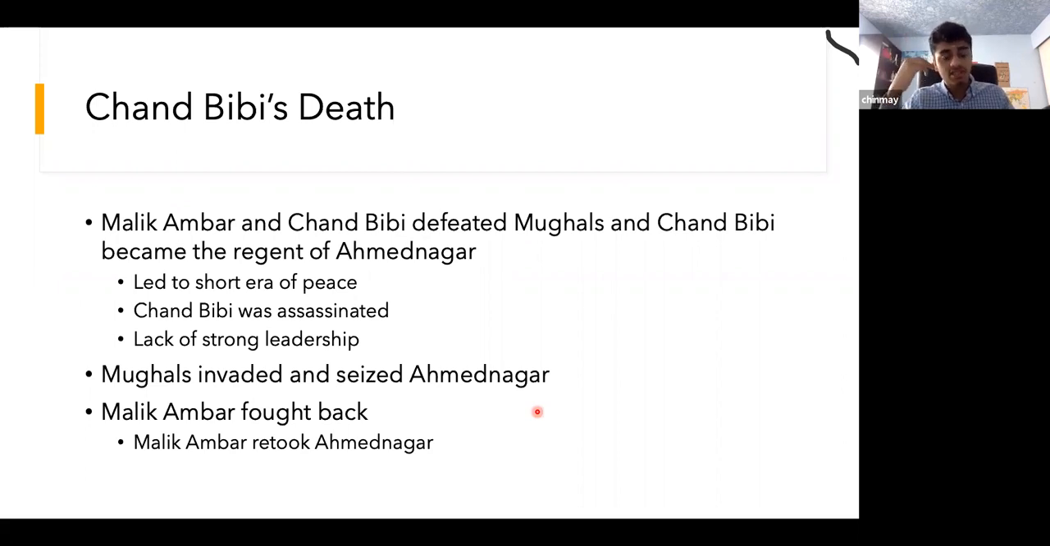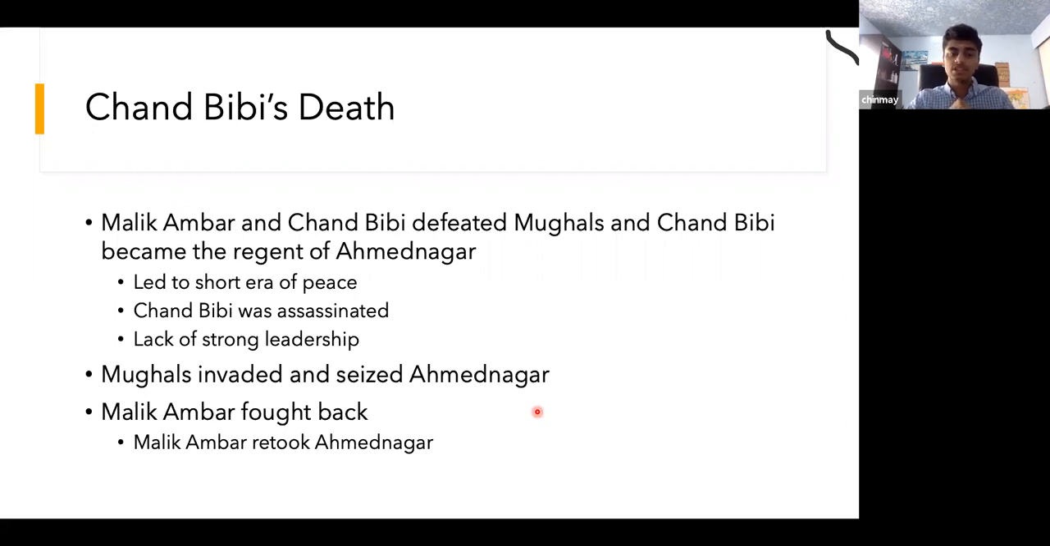Malik Ambar, just as he is a personification of diversity in India at that point, Malik Ambar's army was also very diverse. He had Habshis, he had Africans, he had Persians, Arabs, Indians. Along with that, he also had Marathi Hindus. And the Marathi Hindus were a very important part of Malik Ambar's army.